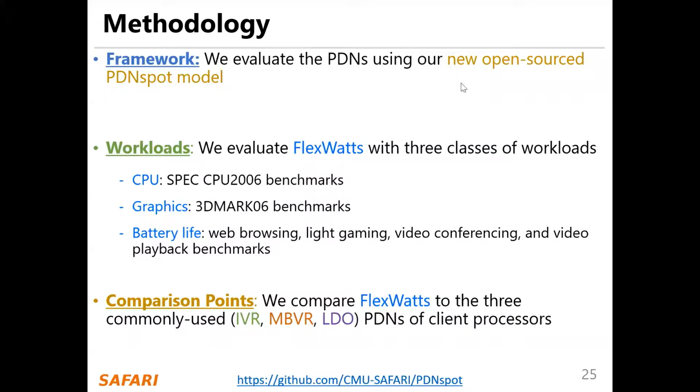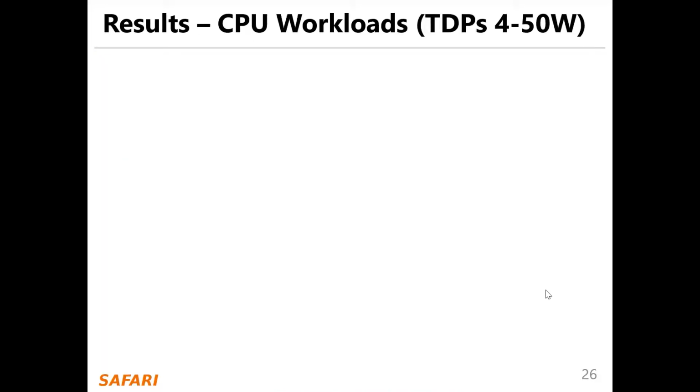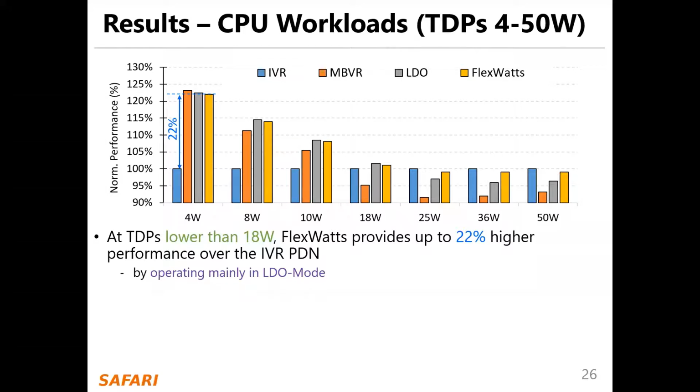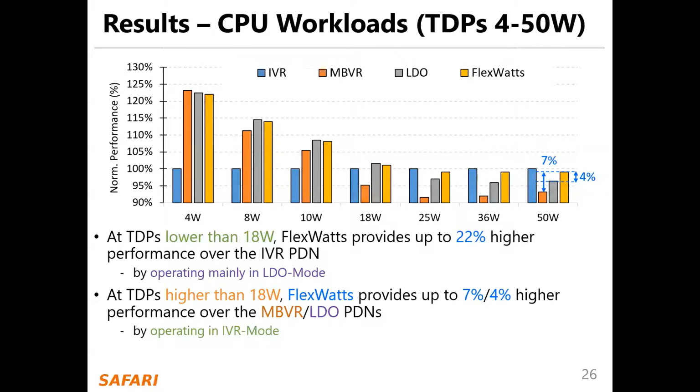We compare FlexWatts to the 3 commonly used PDNs of client processors. Let me start with showing the results for the CPU workloads. At TDPs lower than 18 watts, FlexWatts provides up to 22% higher performance over the IVR PDN by operating mainly in LDO mode. At TDPs higher than 18 watts, FlexWatts provides up to 7% and 4% higher performance over MBVR and LDO PDNs by operating in IVR mode.